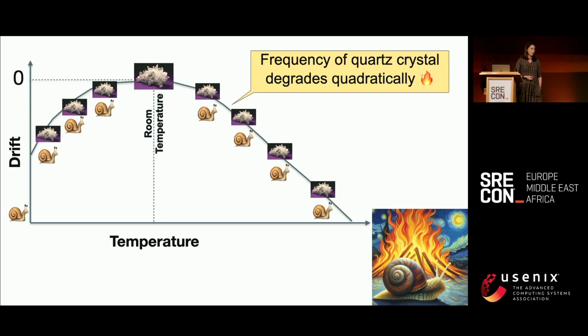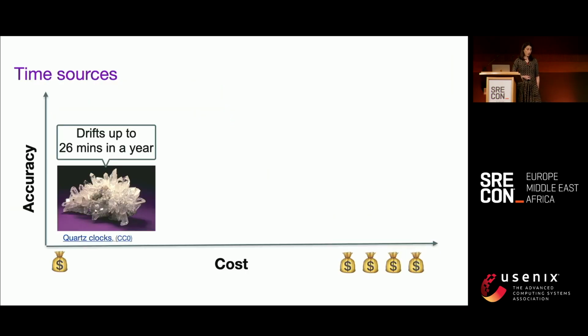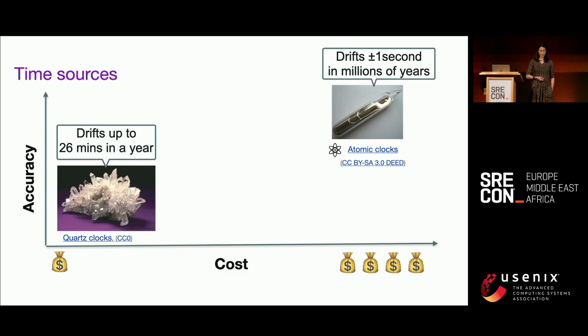It's not just the temperature that affects it, but vibrations from a fan kicking in also affect it. So these quartz clocks that we have in our servers, they degrade. They drift up to 26 minutes in a year. We have to provide them true time from things like atomic clocks. They're much more precise, but more costly.